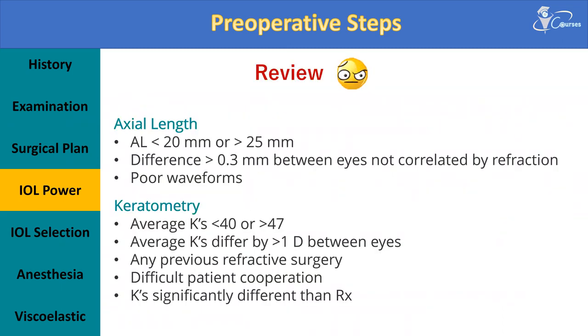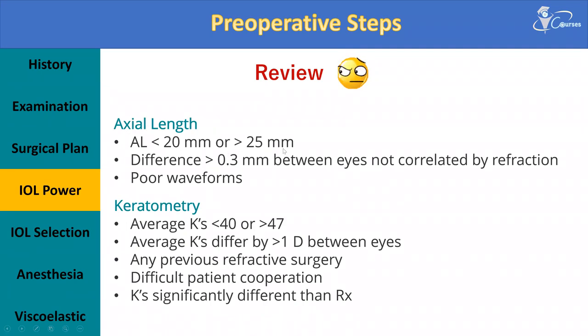So when should you go suspicious for the IOL power or during the biometry? Where should you have a high index of suspicion regarding the axial length or keratometry? First of all, if you found extremes in the axial length, either short, extra short, or extra long. If you have a patient who has an extra short eye, like less than 20 millimeters, and you are doing contact biometry, you may be doing more indentation.